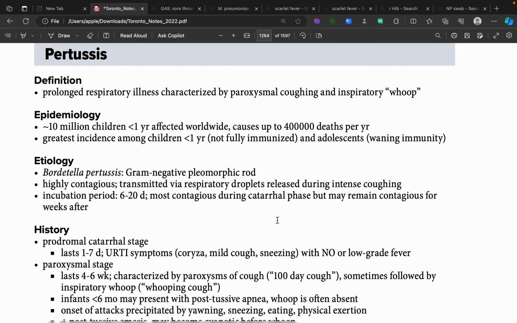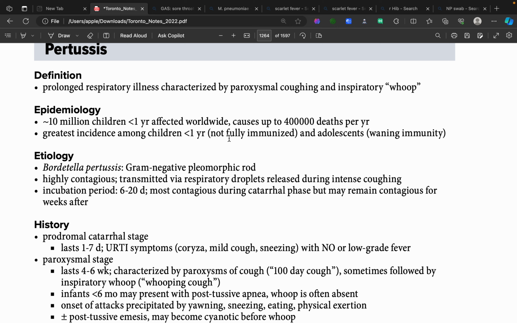So we're going to the pertussis. This is a bacteria which is called Bordetella pertussis, gram-negative polymorphic rods. Highly contagious, transmitting via respiratory droplets also, and the incubation period is from 6 to 20 days. Most contagious during the catarrhal phase, but may remain contagious for a week after.